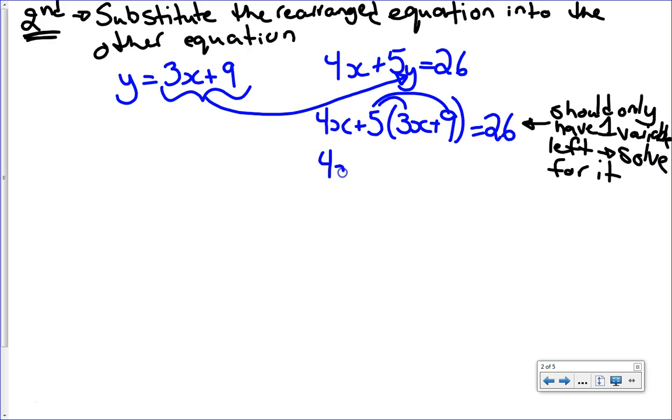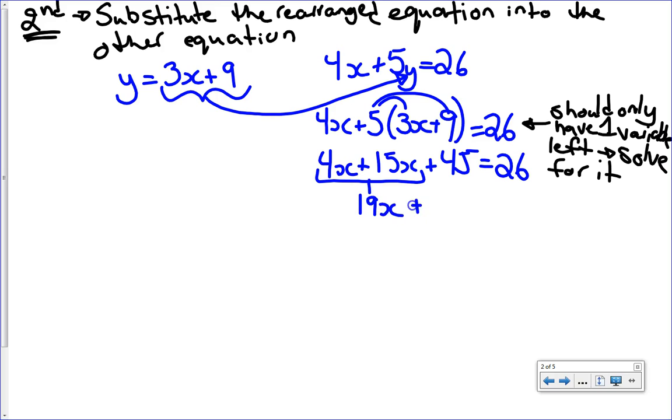This 4x doesn't change at all. Plus 5 times 3x is 15x. Plus 5 times a positive 9 would give me a positive 45 equals 26. So to solve for the remaining variable here, I would combine my like terms. So 4x plus 15x is 19x plus 45 equals 26.